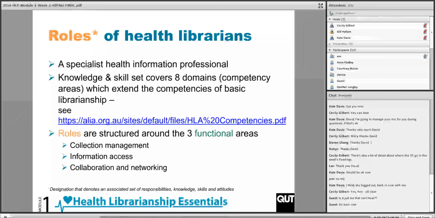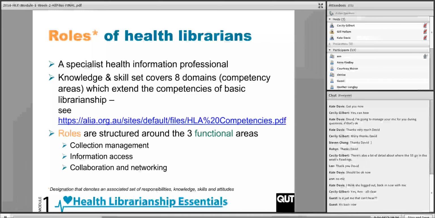And this course, for example, is based on 4 of those domains, the first of which is the knowledge of the health system, which is the unit that we're covering off in these first couple of modules, or the first couple of sessions. There's a list of all the competencies if you want to follow up and see what's in there. And the roles then draw on this competency base of specialised, advanced level, I guess is the way to put it, from basic librarianship. The roles are structured around the 3 functional areas and particularly tailored to a health environment.